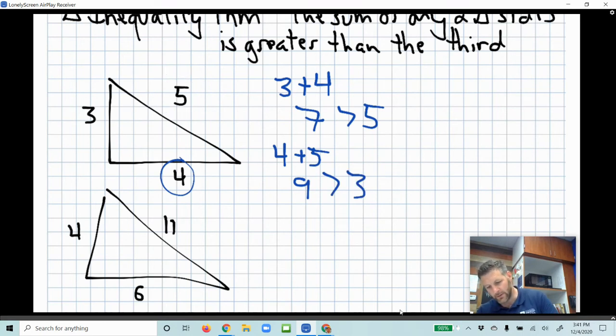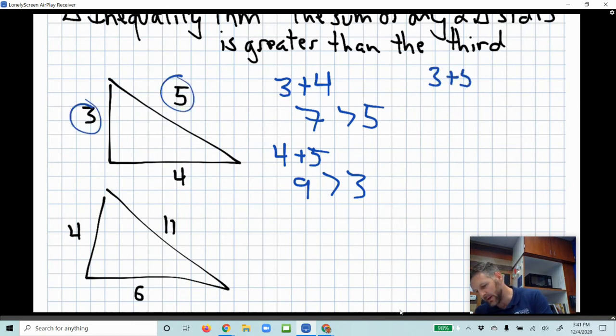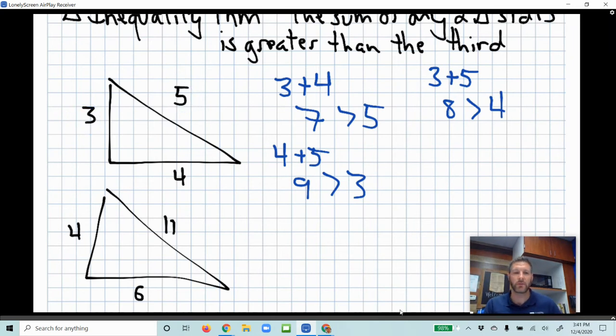All right. And then we need to check the last combination, which would be 3 and 5. So 3 plus 5, that's 8. And that is greater than the missing side, 4. So in other words, we know that these are possible measurements of sides of a triangle.